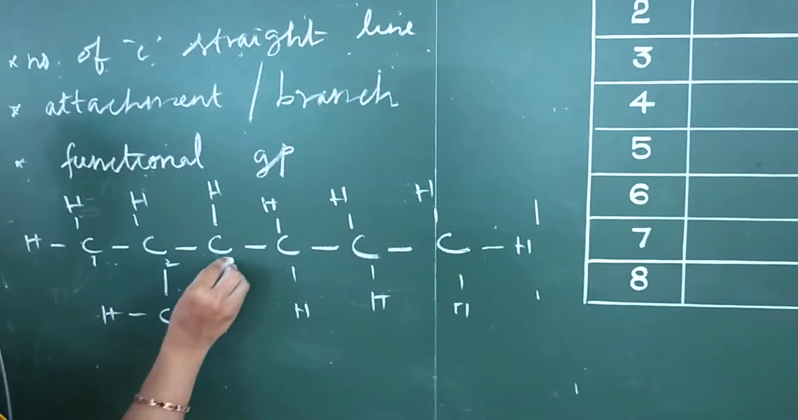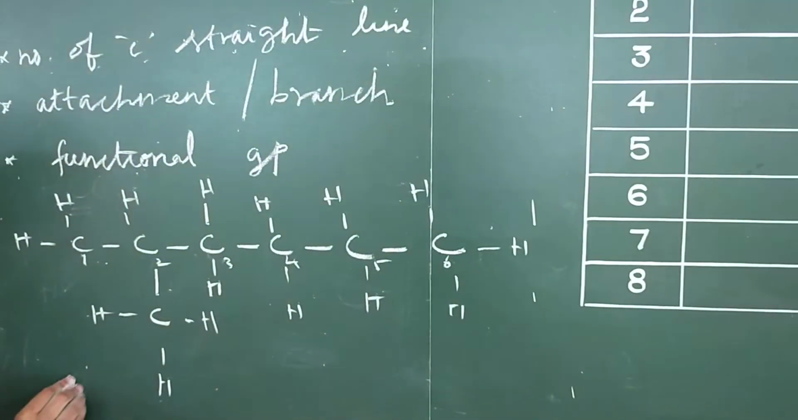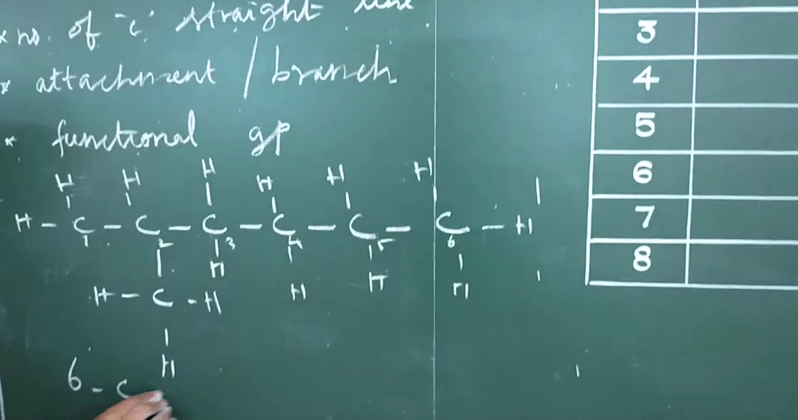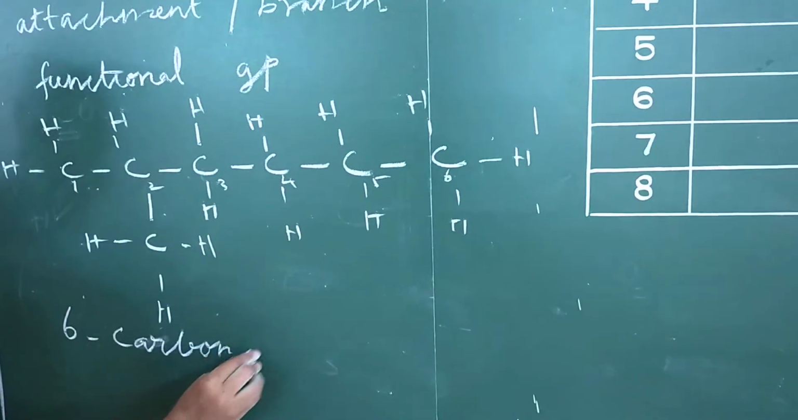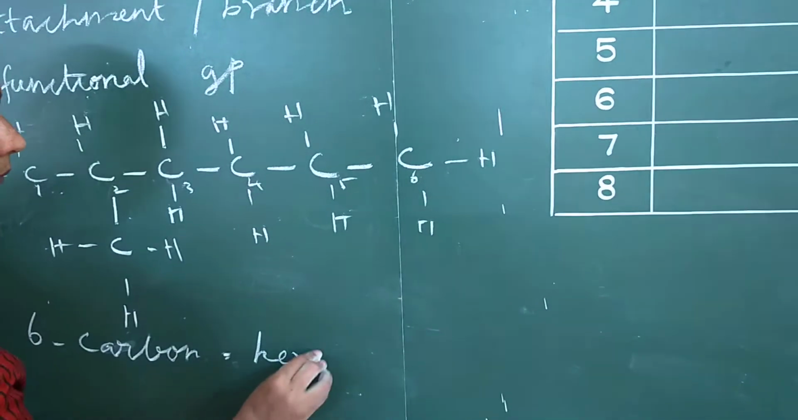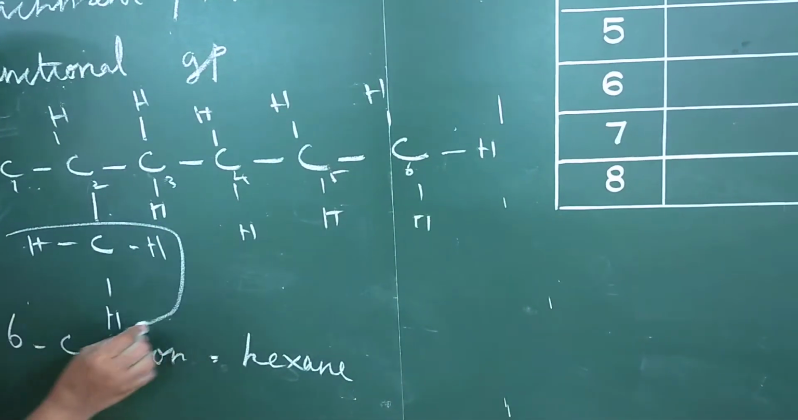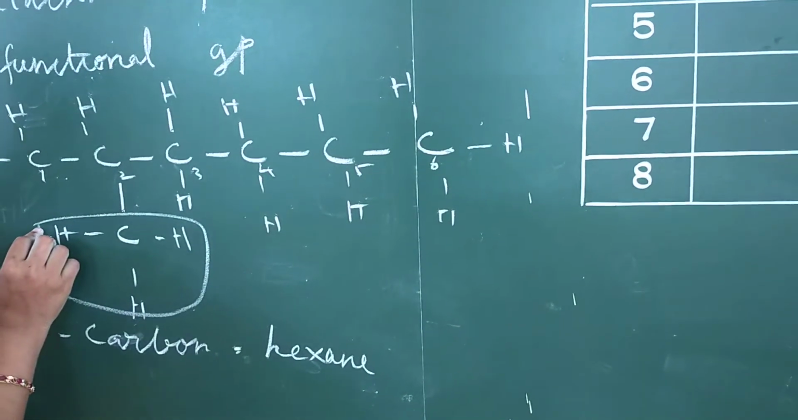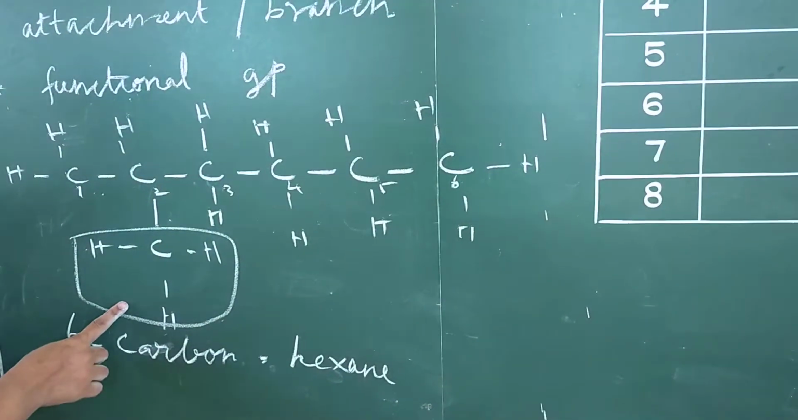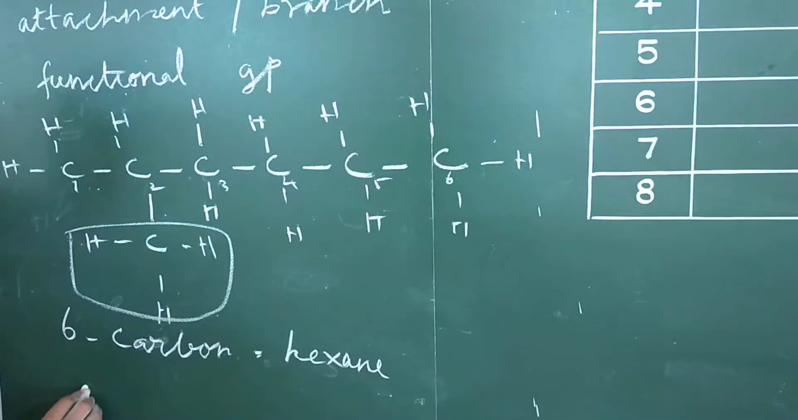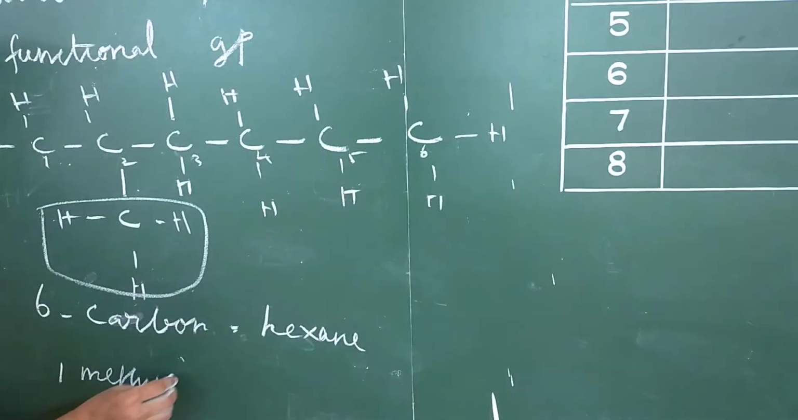1, 2, 3, 4, 5, 6. How many carbon atoms are there in a straight line? 6 carbon atoms. If 6 carbon atoms are there, what do we name it? We name it hexane. So what is attached? A branch. One methyl group here. Another methyl group is present here. So one methyl group is present.